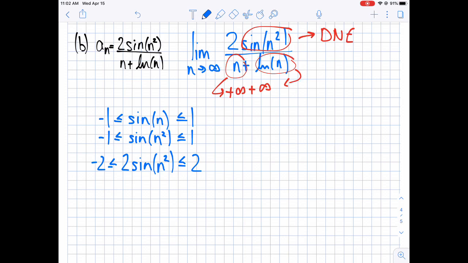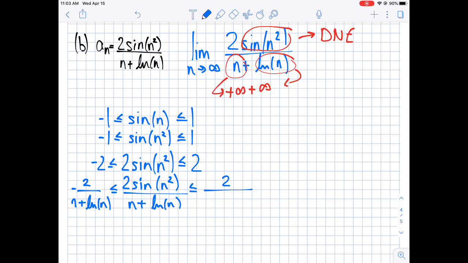And we have to do that again across the entire set of inequalities. So we have negative 2 divided by n plus ln of n. That's going to be our lower bound. Then we have our sequence that we built up to, divided by n plus ln of n. And over here, we're going to have positive 2 divided by n plus ln of n.